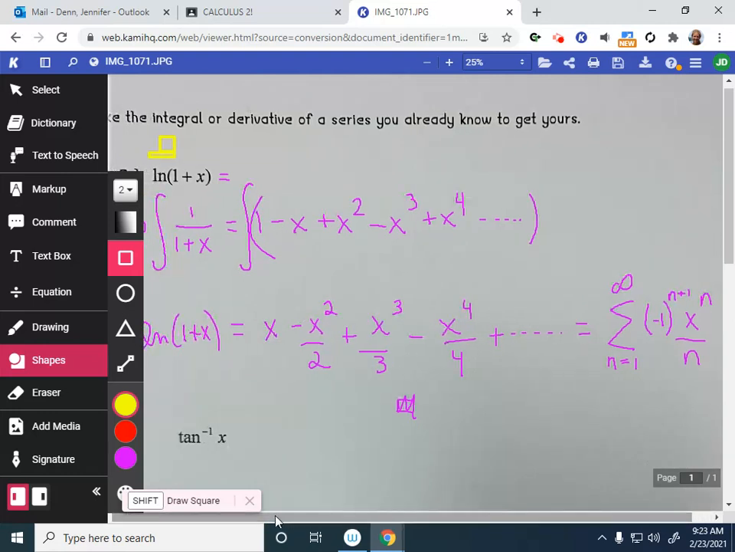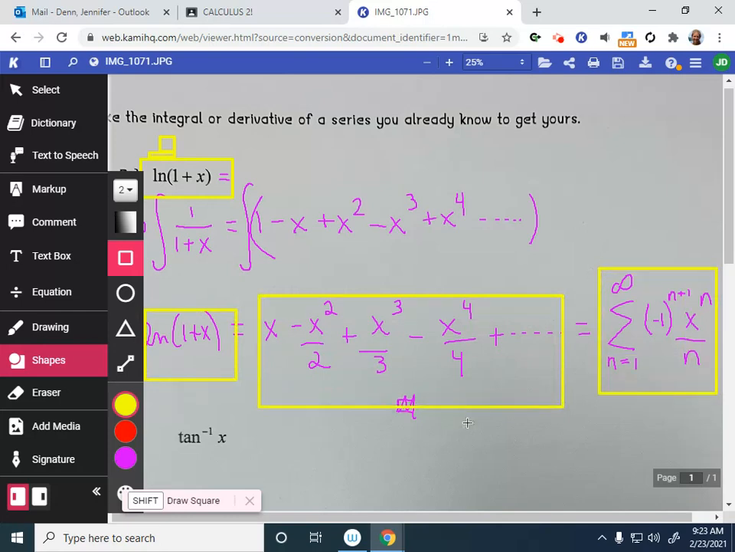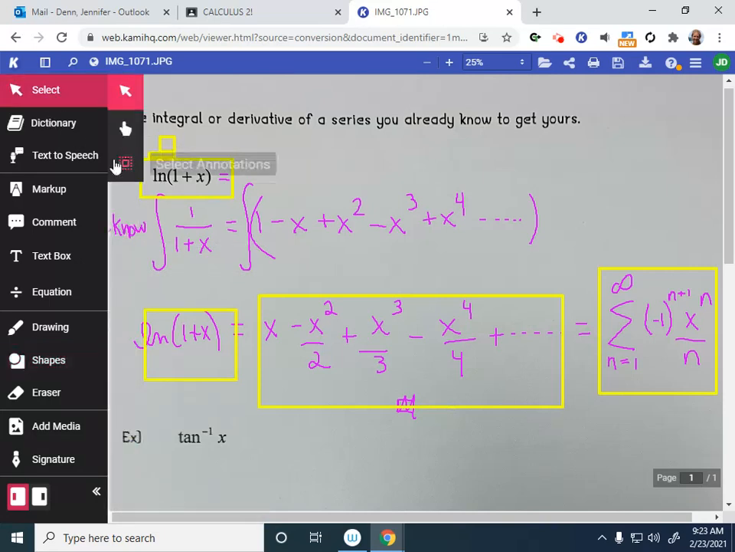Sorry. I just took the natural log of 1 plus x. By finding a series that I already knew and integrating it, I found a series for natural log of 1 plus x, and I wrote its general term. Crazy. So this is another one that you're going to have written down somewhere, and I'll give you a list of the ones that you should have, that you should know off the top of your head.